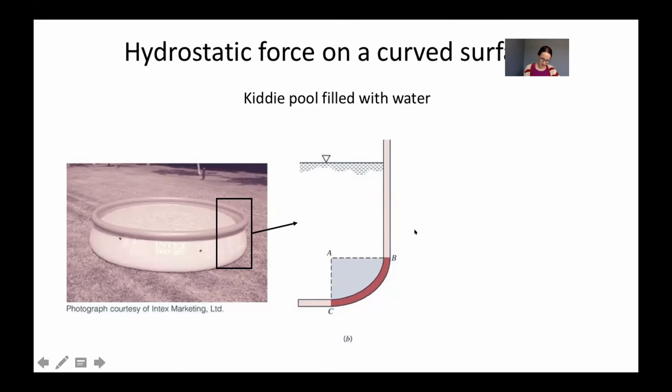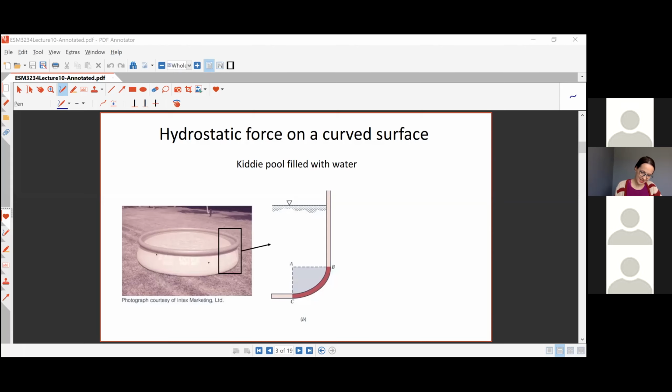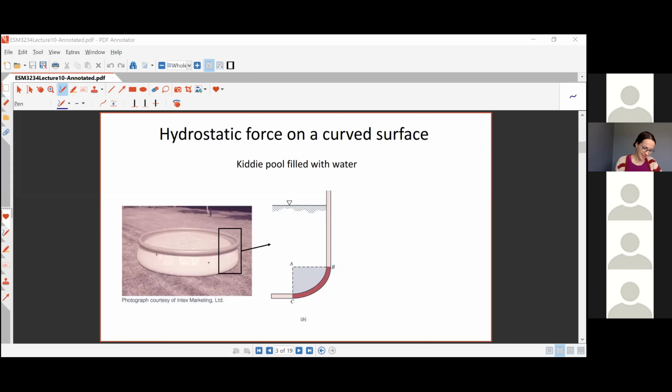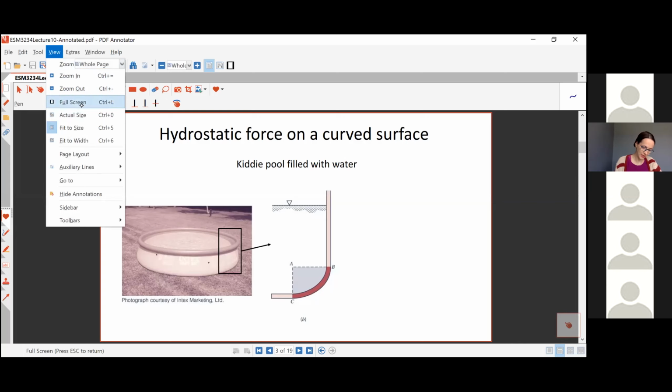Sure, I'm sharing my screen over here. Yes. Yes. Share. All right. View. Full screen.